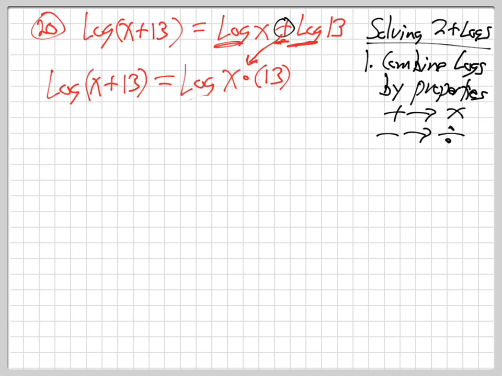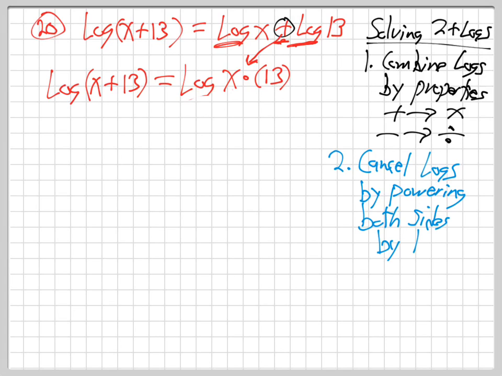Okay, step number 2. Cancel the logs by powering both sides by the base, right? What's the base? I don't see a base on this one. There's invisible 10, right? If you have the ln, it would be invisible base e. If you have the regular log words, invisible base 10. And so we 10 power both sides, and the 10s cancel out the logs. When the powering and logs are opposites of each other, as long as the bases match.